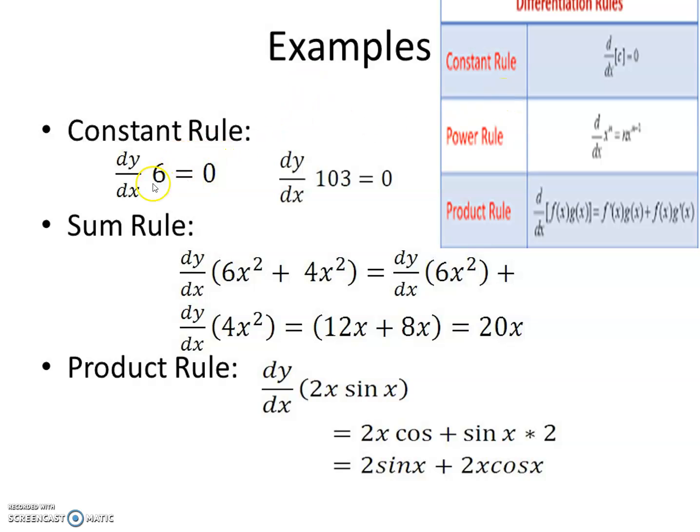Examples, constant rule. Derivative of a constant. We have to take the revision again. Derivative of a constant is 0. Power rule: the derivative of x raised to n is equal to n x raised to n minus 1.